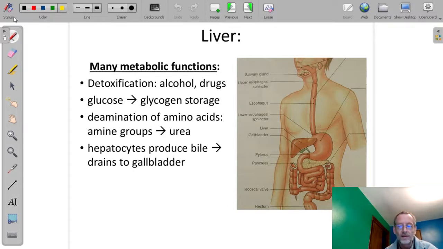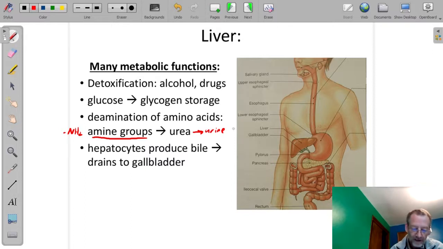The liver also is responsible for deamination of amino acids, which is where you remove the amine group from the amino acid, convert that to urea. So the amine group was the NH2 group from the amino acids. That gets converted to urea. That goes into the urine and then is removed by the kidneys as urea.